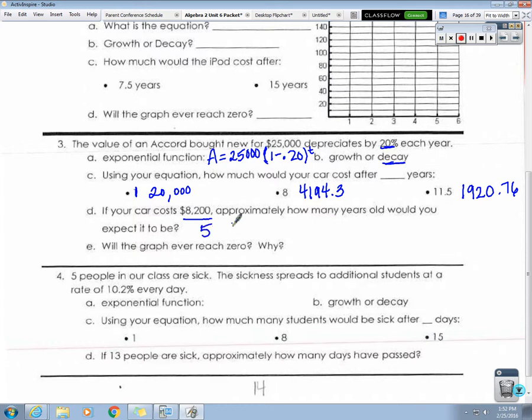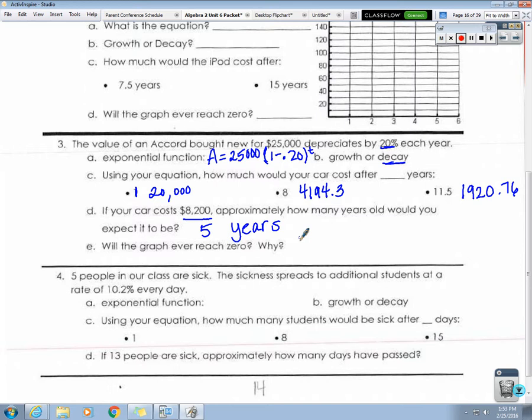So 5 years. Okay, what is the inverse of an exponential function? We learned about them yesterday. The inverse of an exponential function. Logarithmic function. Next week, we're going to learn how to convert an exponential to a logarithmic, and that way you don't have to just guess and check. You'll be able to solve it right away once it's a logarithmic function.